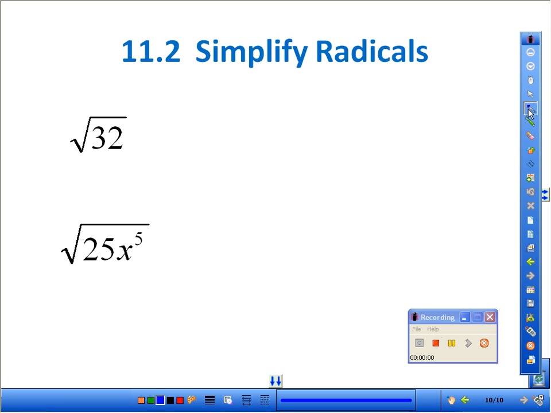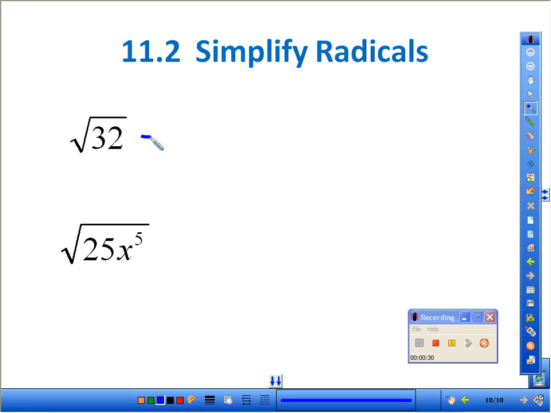To simplify radical expressions, what we're looking for are perfect square factors found in the radicand, inside the radical symbol. If we look at the first problem here, the square root of 32, we ask ourselves, what are the factors of 32? And are any of them perfect squares? In 32, some of the perfect square factors would be 4 and 16. Now, if you have a choice between two, you always want to choose the largest one.